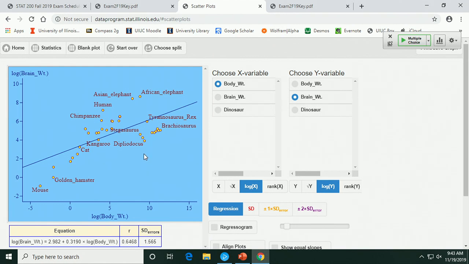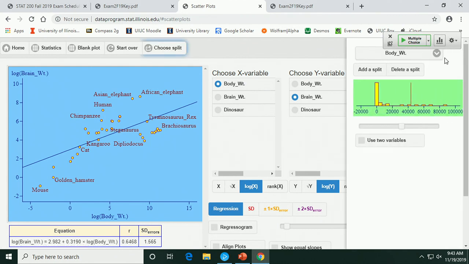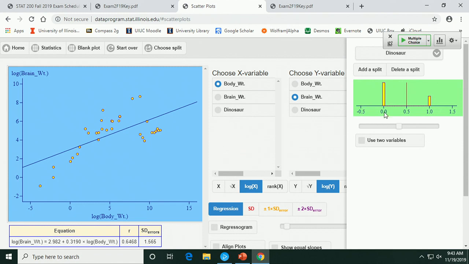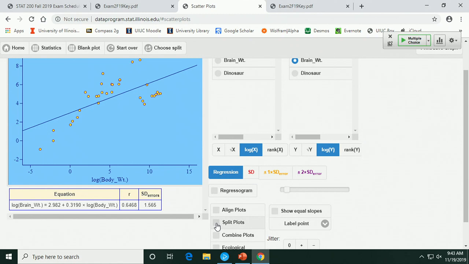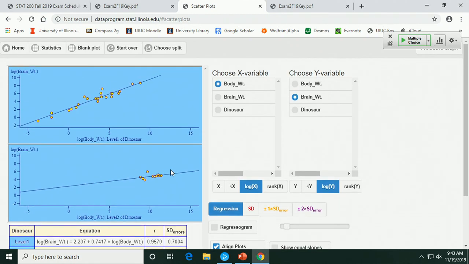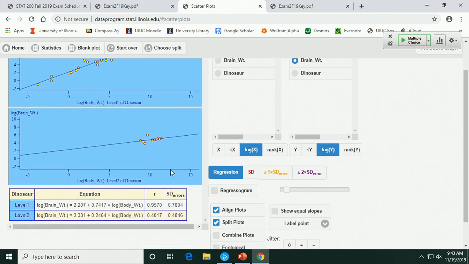So we'll choose a split here, and we'll split on dinosaur. So these are the 24 animals that are mammals, and these are the 8 that are dinosaurs. So let's do that. We'll choose a split here, split the plots. And now, if you turn your page, this is the diagram that we have on the next page.